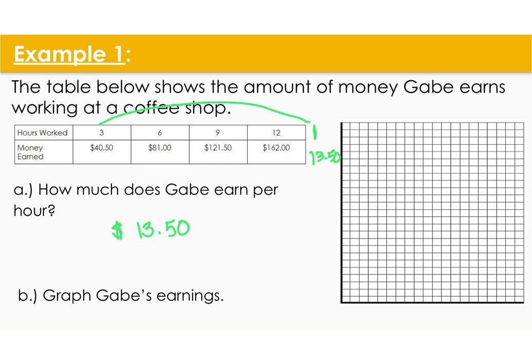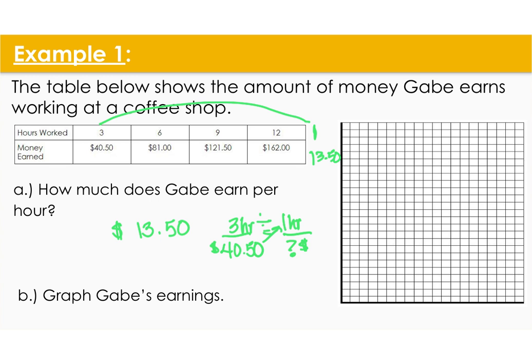The other way I can do this is setting it up with proportional reasoning like we've talked about before. So we have hours, money, and I want to go to 1 hour, and then I have my question mark for money. And I multiply across and divide over.